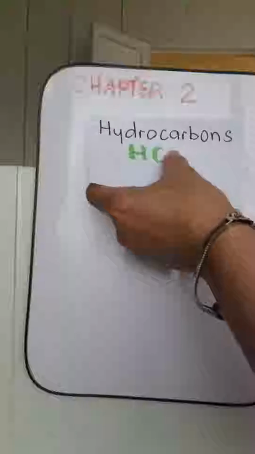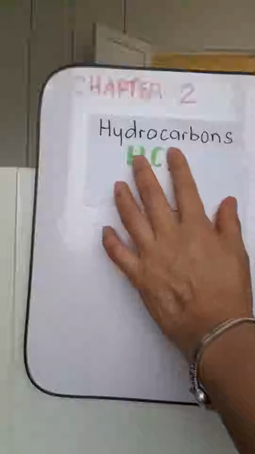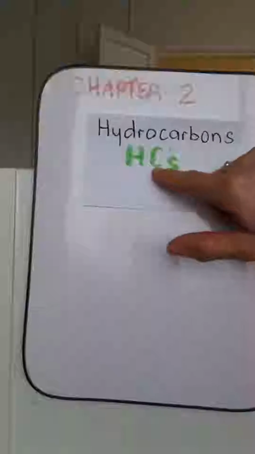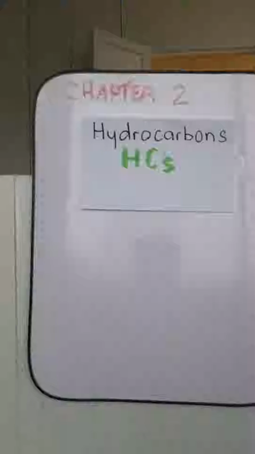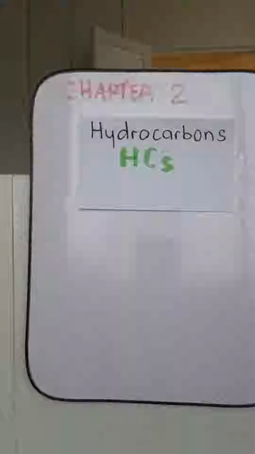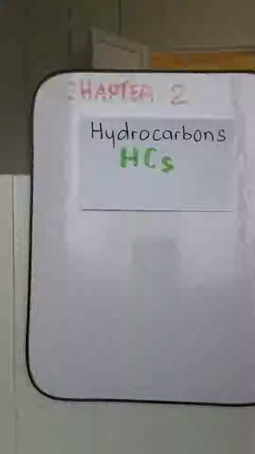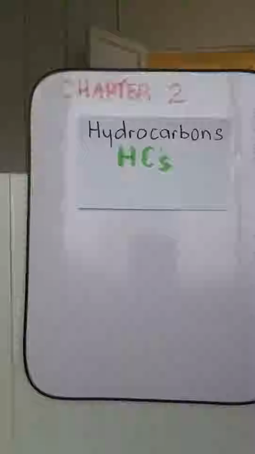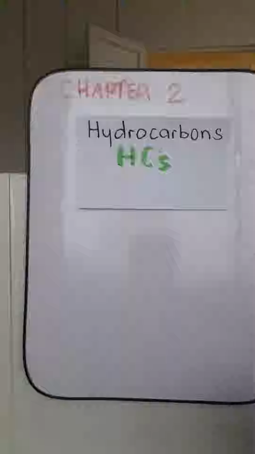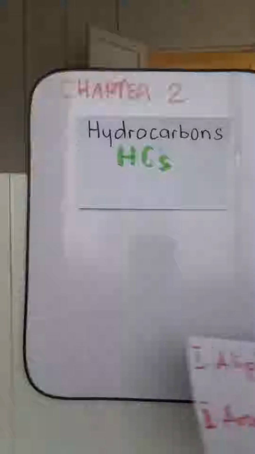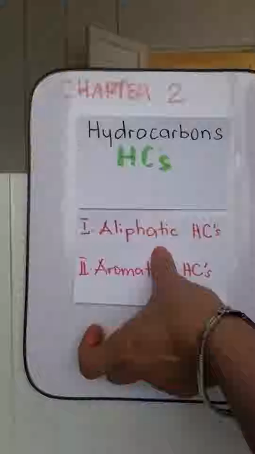What are hydrocarbons? Hydrocarbons are compounds that contain only 2 elements. What are those 2 elements? The hydrogen and the carbon elements. Under the hydrocarbon compounds, this chapter 2 of our organic chemistry, we have 2 subtopics. What are those 2 subtopics? They are the aliphatic hydrocarbons and the aromatic hydrocarbons.